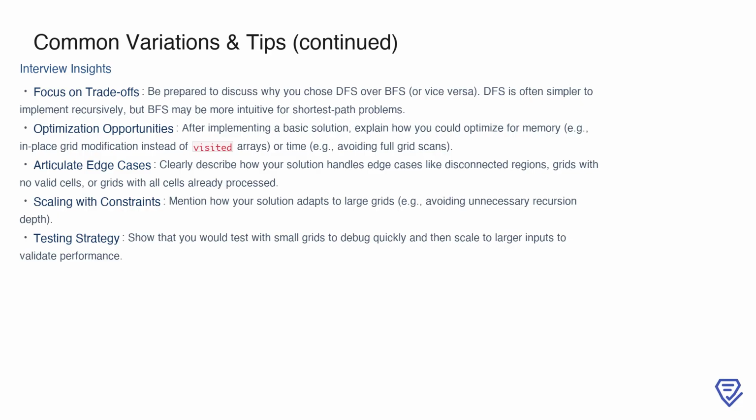Also, make sure you can articulate how your solution handles edge cases, such as disconnected regions or grids where all cells are already processed. If the constraints involve large grids, discuss how your solution adapts, such as by avoiding excessive recursion depth. Finally, highlight your testing strategy. Start with small grids for debugging and scale to larger inputs to validate performance.